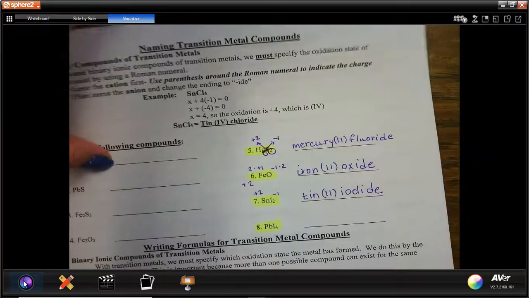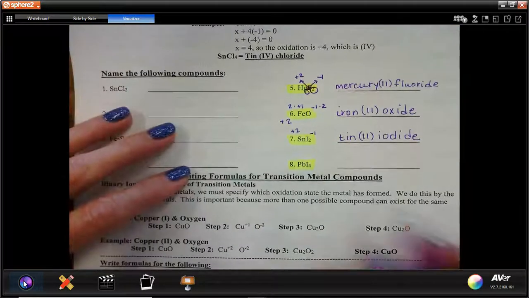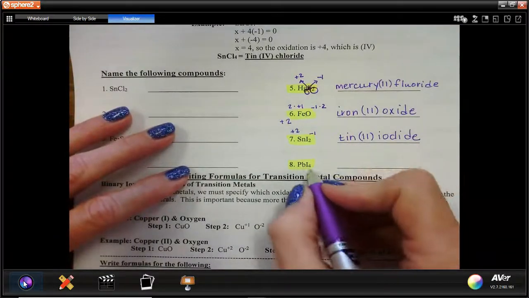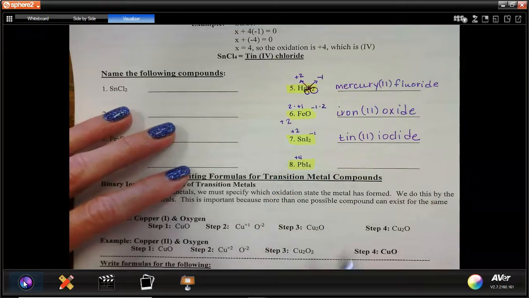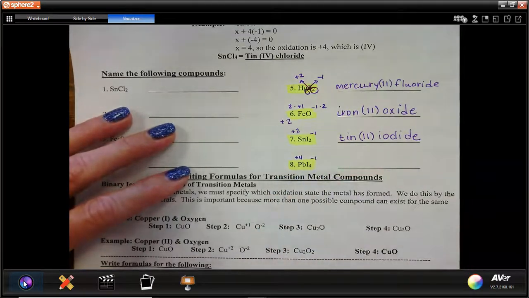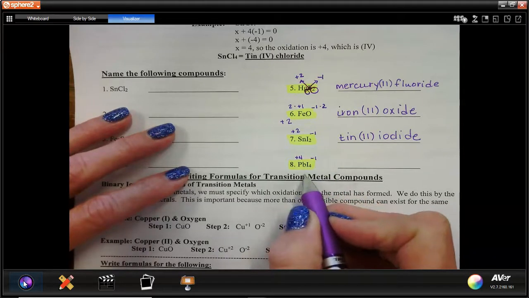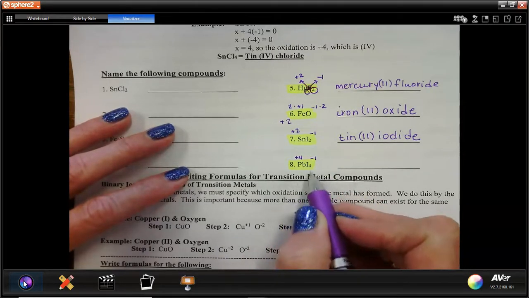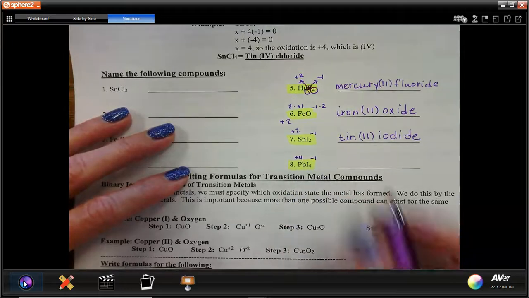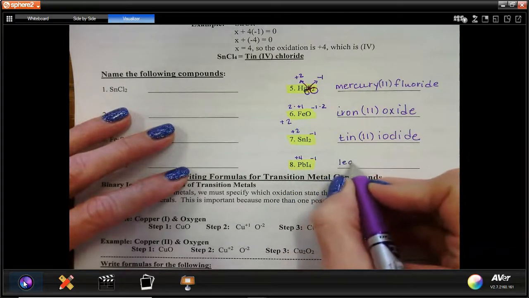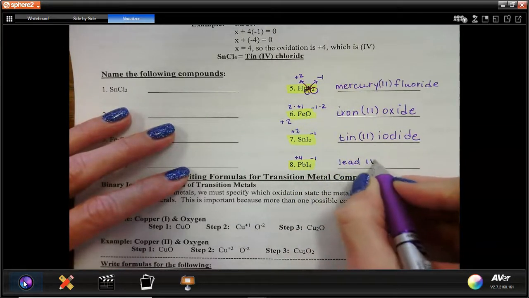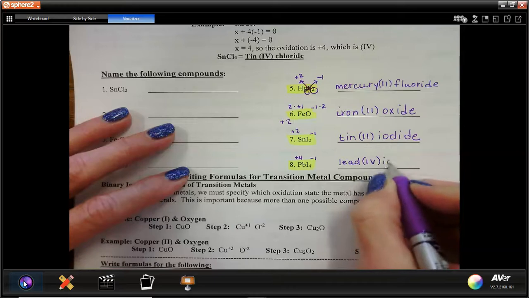Okay, last one on our naming, writing names. Uncrisscross again. Put the +4 up here above lead and the -1 here above iodine. There's nothing there next to lead, so we assume it's a 1. Does iodine always have a -1 oxidation number? Yes, it does, so that means lead is correct. So this is going to be lead(IV) iodide.